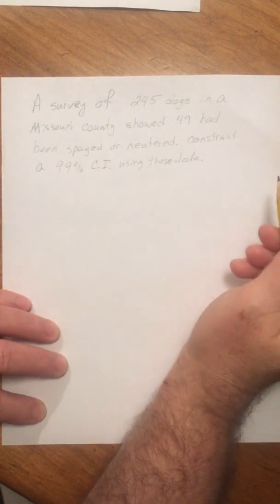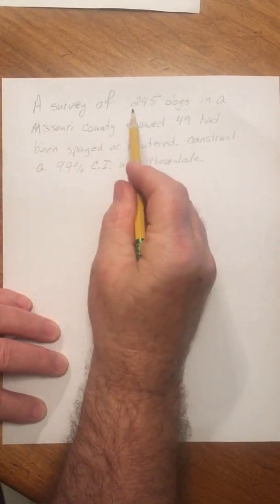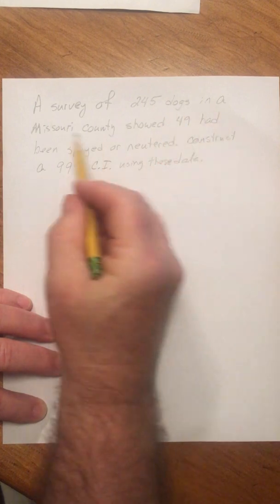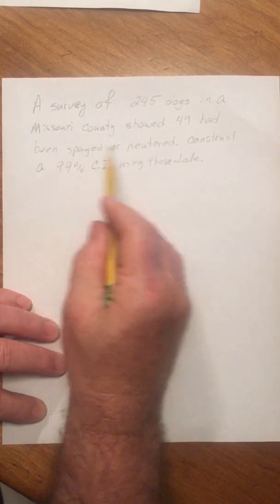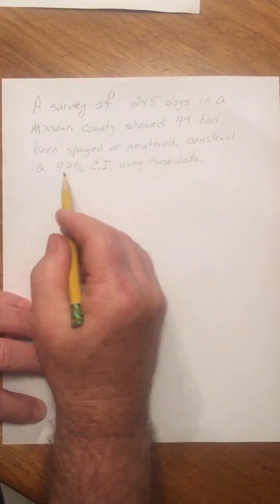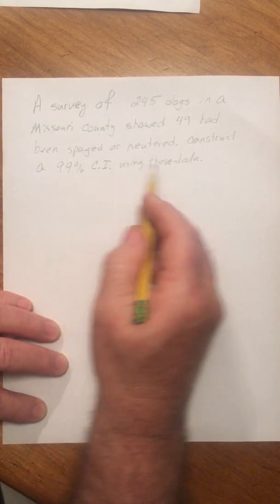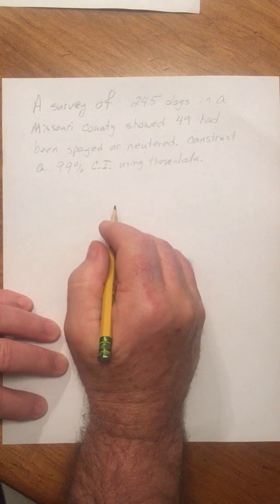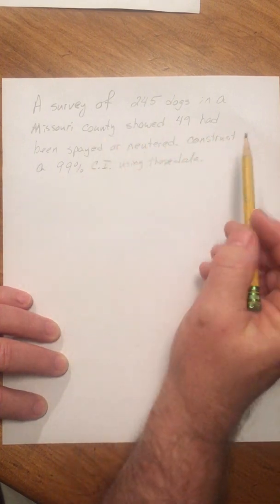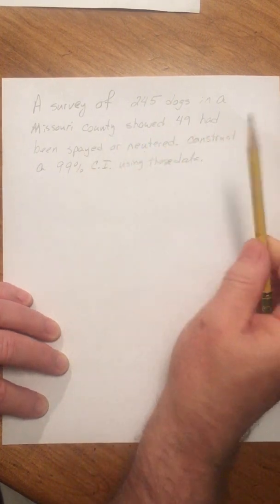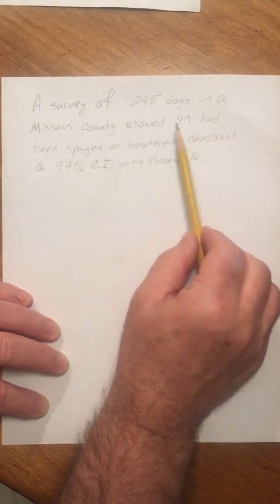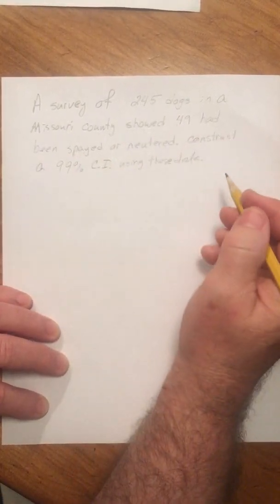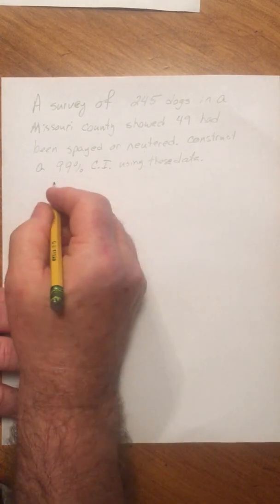All right, our next example is a survey of 245 dogs in a Missouri county showed 49 had been spayed or neutered. Construct a 99% confidence interval using these data. So we're going to define success. Remember, success is defined to be whatever it is you're looking for. So our success is dog has been spayed or neutered. I'm not really sure how the dogs feel about that, but anyway.